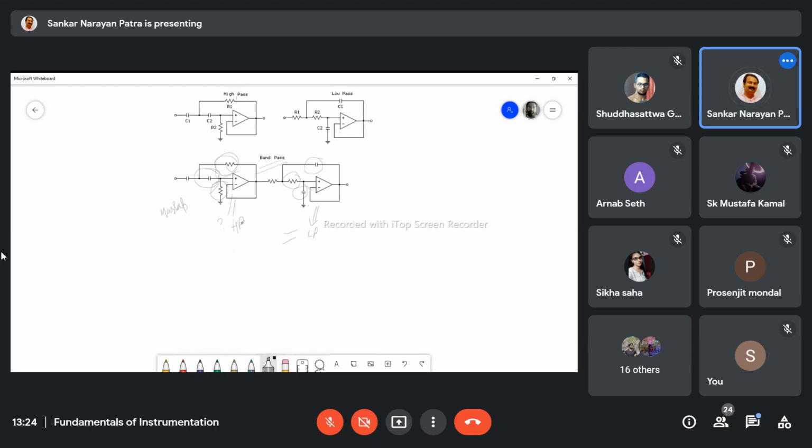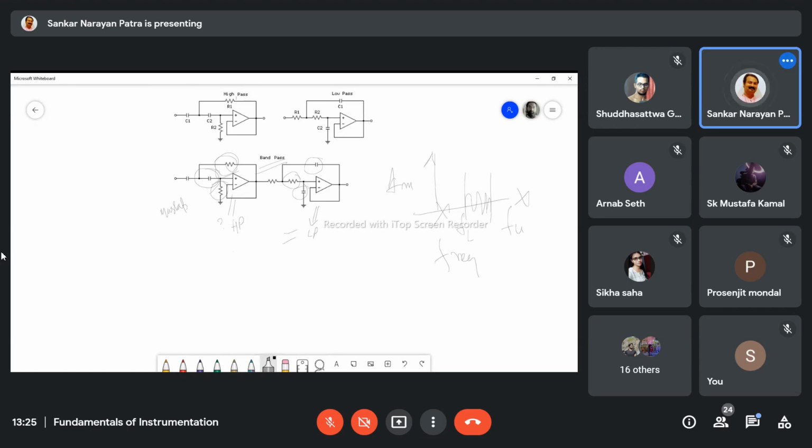Band pass filter means a particular band will be allowed. Frequency will be plotted this way and amplitude here. Then you will find the lower frequency FL and the upper frequency FU. Within that, the signal will be considered and the rest of the signal is not considered. That is called a band pass filter. This is also done by that filter system.